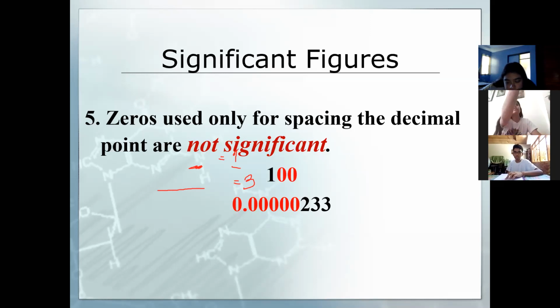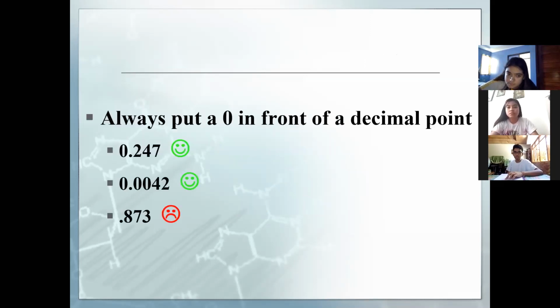Okay? Also, class, put this in mind: the way you write a decimal properly. Okay? Example, this one. We have here examples. 0.247 is written properly. 0.0042 is written properly, but .873 is not written properly as a decimal number.